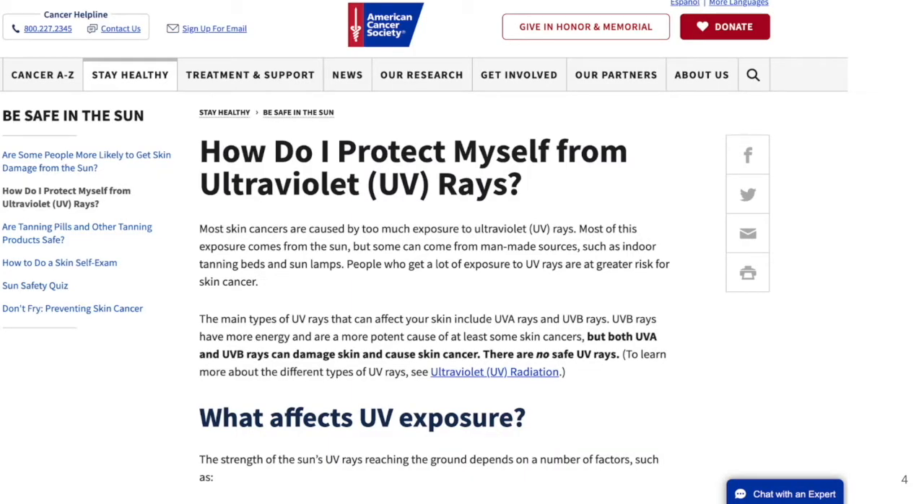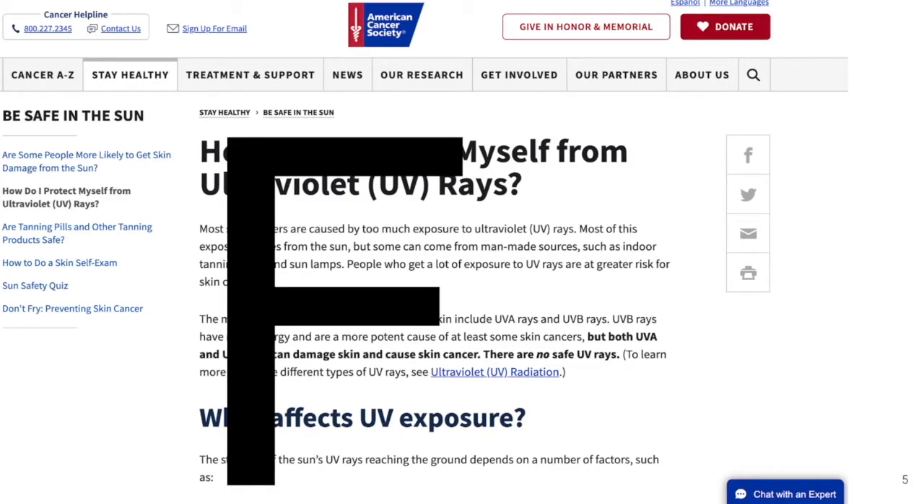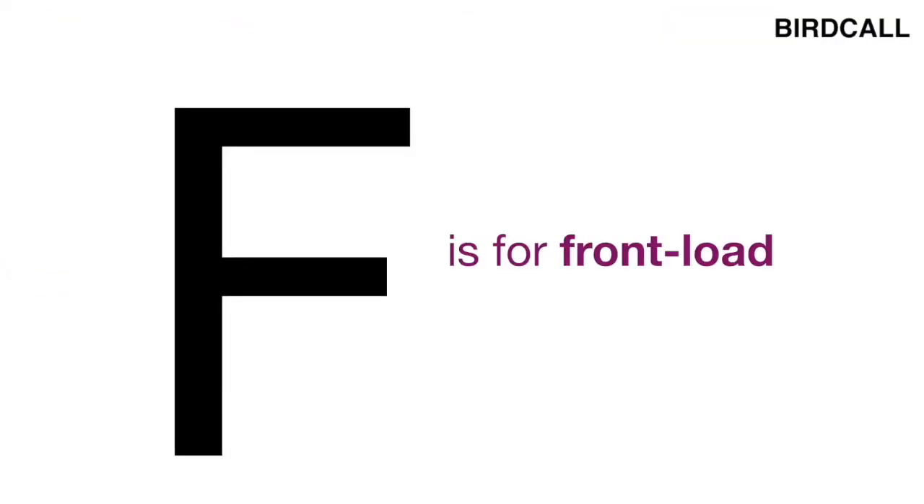So here's an article from the American Cancer Society, and if I put this kind of F on top of it, you can kind of see that we know from eye tracking research that people are reading from left to right in the Western world, and they tend to read the first few words of a headline or even a sentence, and then they start scanning down, and they do that over and over until they're kind of finding what they really want to dig in and read. So when you think of F, think F is for front load. I am going to front load sentences and titles.